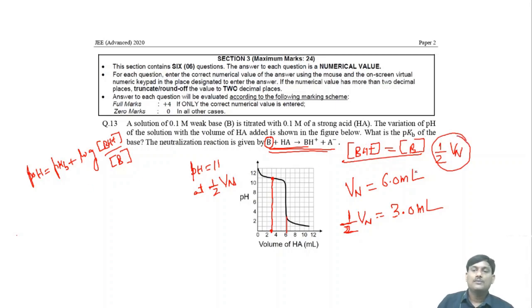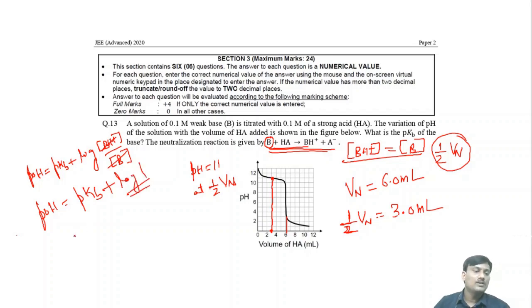So at 1 by 2 Vn, the equation pOH is equal to pKb plus log, these are equal, so there is a cancellation of these. So there is a log 1. Log 1 is 0. So pOH is equal to pKb. So in case of titration between weak base and strong acid at half neutralization, the pOH value will be equal to pKb.